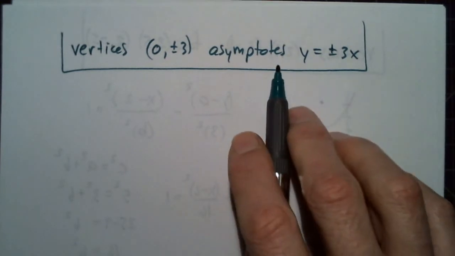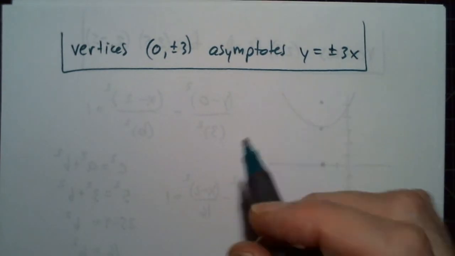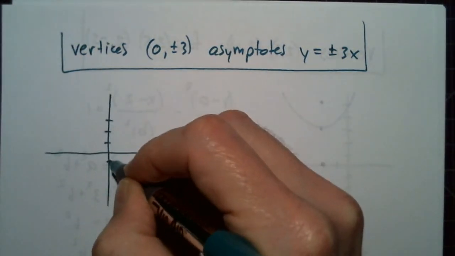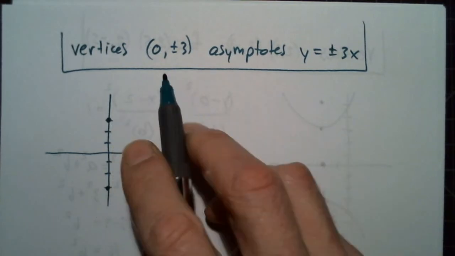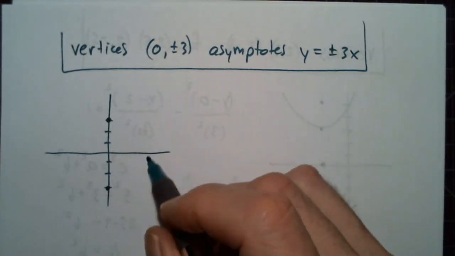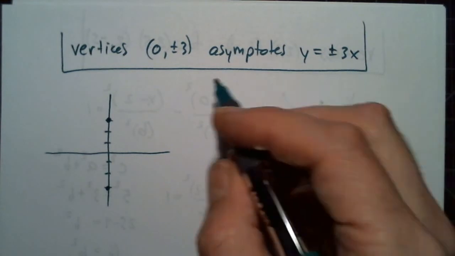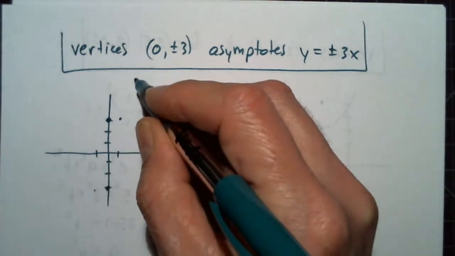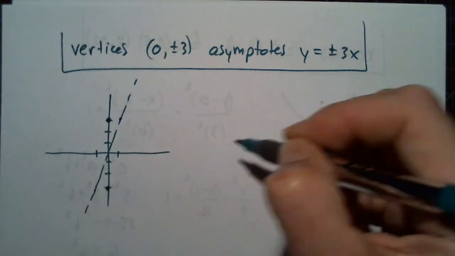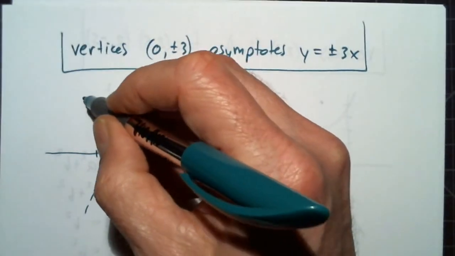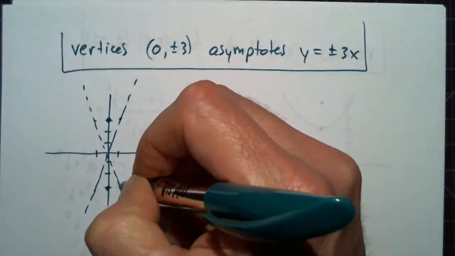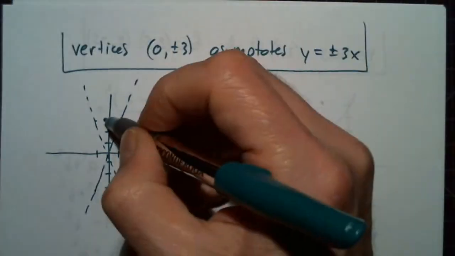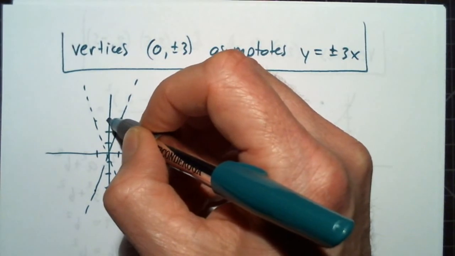Alright, so here we have a different characteristic given. So we plot the vertices and the asymptotes. Slope of 3, that means we're going to go up 3 over 1. And we have an asymptote like this. And then we'll have the other one over there. Since the vertex is here, we know it has to open that way.